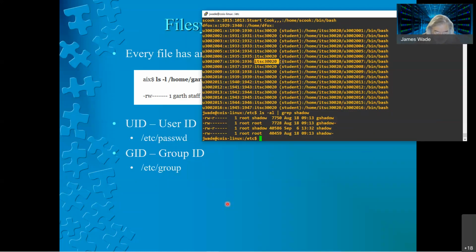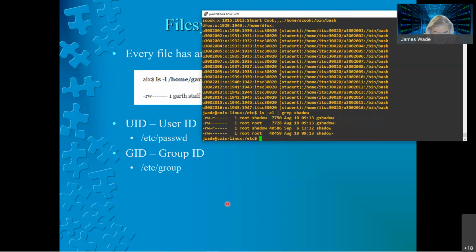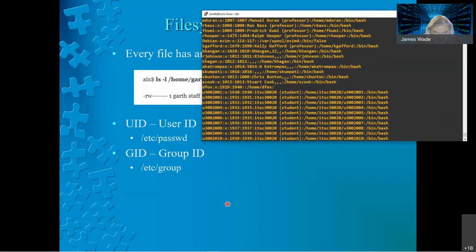The next one is the GECOS field. And this field usually just has information. Like it might have, look up here, this one has Stuart Cook, which is one of the professors here. Okay. Here's Chris Button, another professor. And then you get the home directory. This is the student's home directory and where it's located. Like this, home cook or home S cook, that's the professor's home directory, just like mine's home J Wade.